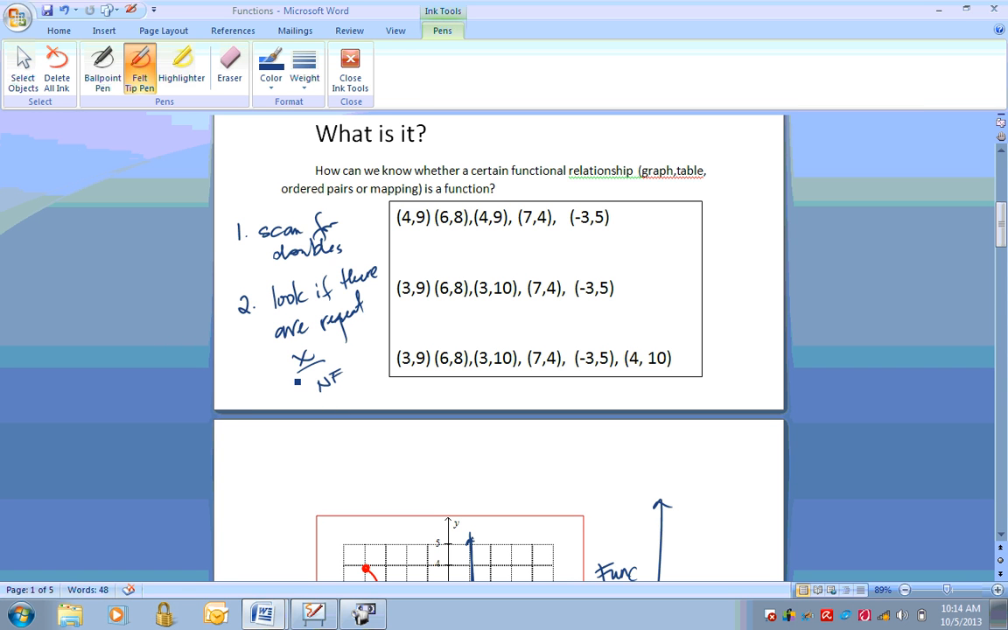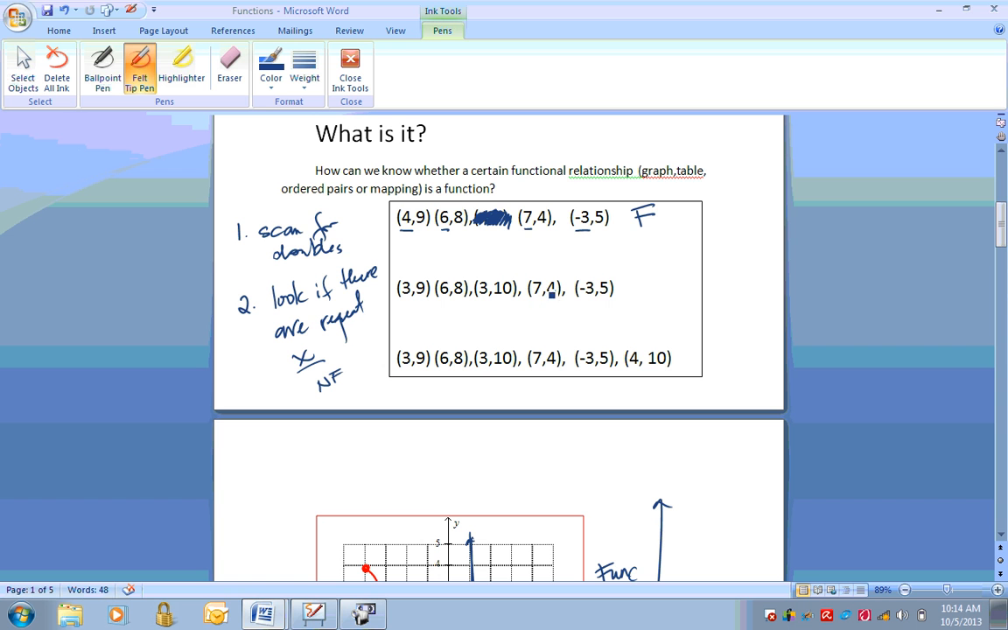So let's take a look at this. (4,9), (6,8), (4,9), (7,4), (-3,5). Okay, I see that there's a repeating pair. So guess what I'm going to do? I will delete the second one. Then I look for the x's. 4, 6, 7, and -3. There are no repeating x's. This is a function.